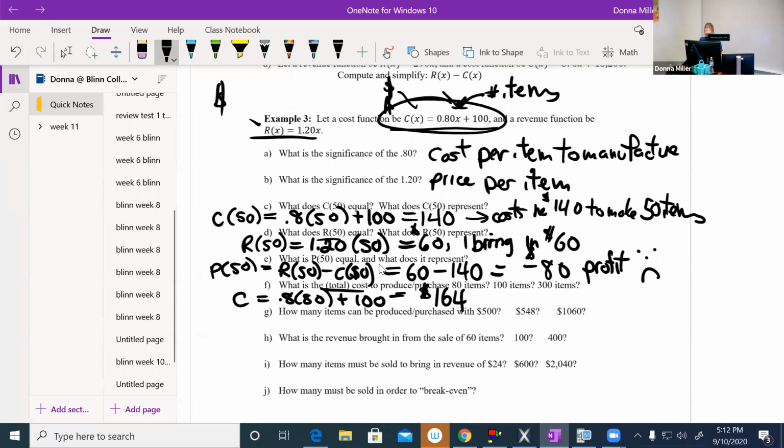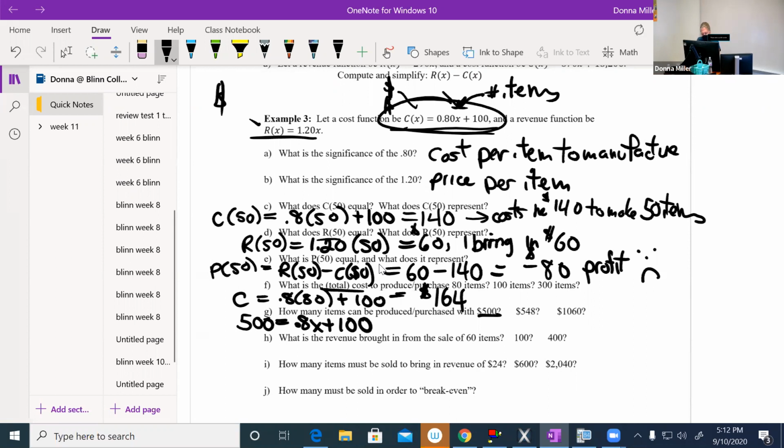All right. How many items can be produced or purchased with, let's use 500. Now, when I'm talking about how many can be produced, am I talking about cost, revenue, or profit? Cost, right? The $500 is not the X. The $500 is the money, and I'm solving for X. So I'm going to take my cost and set the cost equal to 500. And that will tell me how many I have to produce. I'm solving for X in order to get that kind of cost.